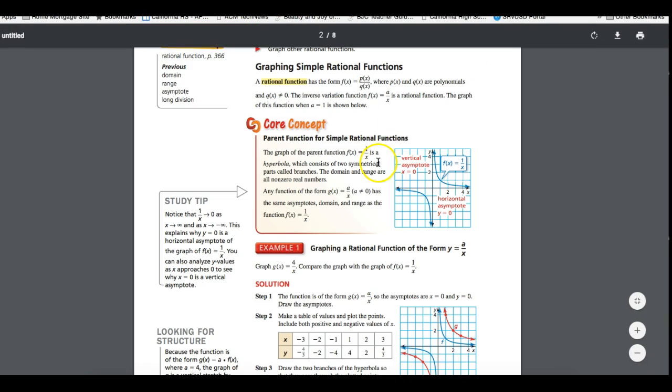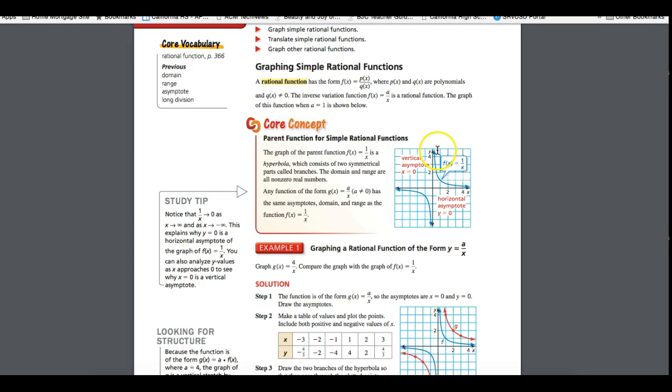Now, the graph of our simple parent function, 1 over x, is called a hyperbola. This graph is a hyperbola, and it's made up of two parts. These parts are on opposite sides, in opposite quadrants of our asymptotes. So notice, again, we're looking at the graph of 1 over x. We have our vertical and our horizontal asymptote, and we have our two branches in quadrant 1 and quadrant 3. These lines approach our two axes, but they never quite touch them.